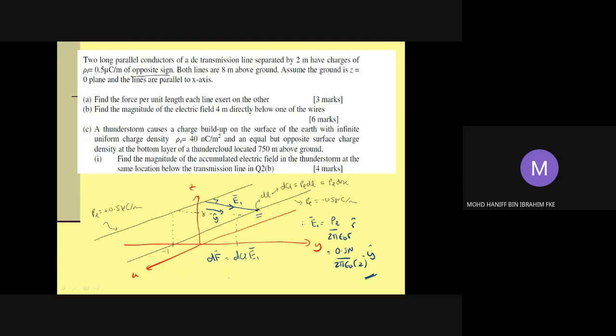We can further write that dq will be equal to rho L dx, where rho L is negative 0.5 micro, and E1 is based on what we have obtained here, which is 0.5 micro over 4 pi epsilon naught in the positive y direction. Why do we have this sign here? That should be positive, not negative, supposedly, right?